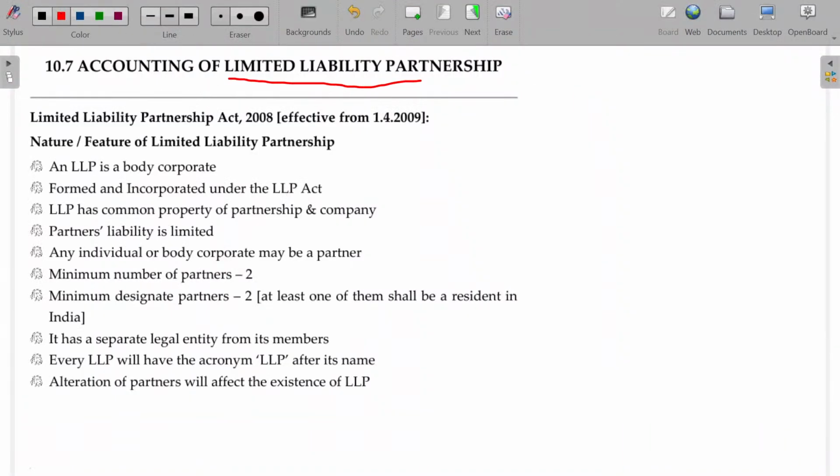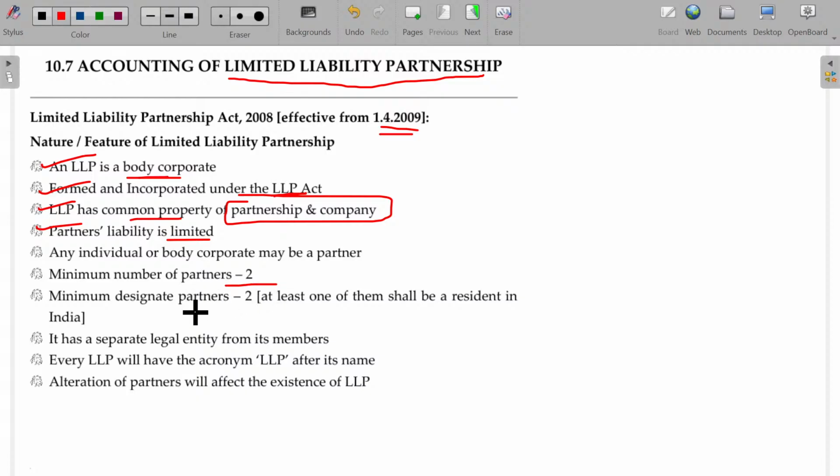Accounting of Limited Liability Partnership, LLP. This act came into effect from 1/4/2009. LLP is a body corporate. Like a company, they can also enjoy limited liability. That's the advantage here. It is formed and incorporated under the LLP Act, not the Partnership Act. LLP has common properties of partnership and company. It's a blend of these two. Company enjoys limited liability, partnership enjoys some other benefits. These two benefits are available in LLP, and this is limited liability.